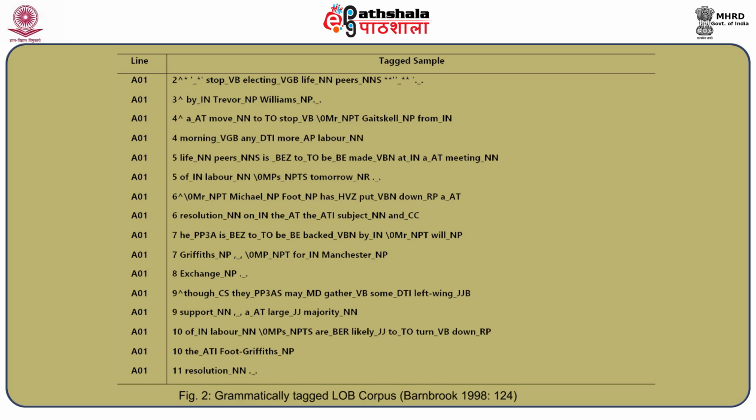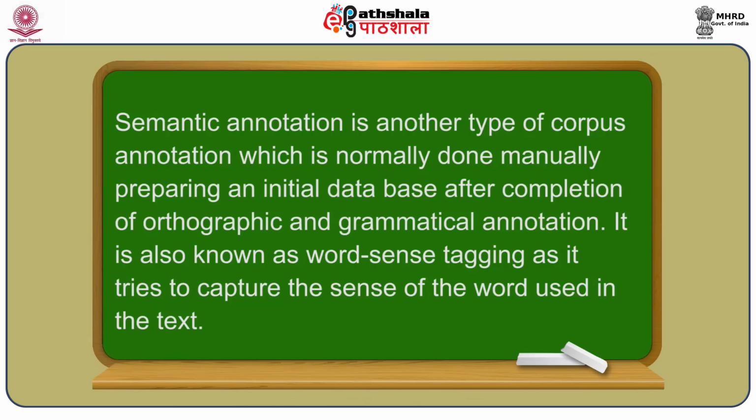But the basic task is the identification of words, their exact morphosyntactic role in the sentence, and assigning the parts of speech accordingly to each word in the text, either automatically or mechanically. Next is semantic annotation. In grammatical annotation, we try to assign the parts of speech to the words. In semantic annotation, we identify the meaning of the words.